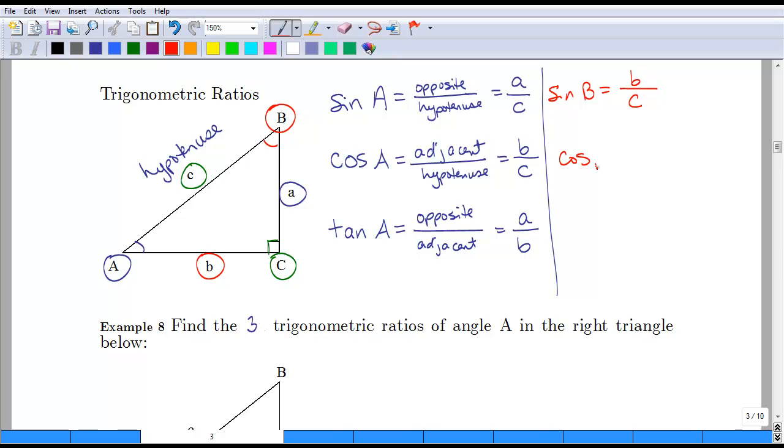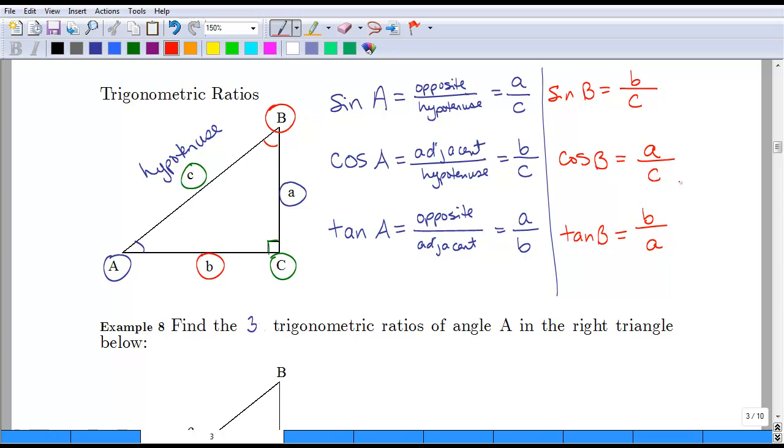For the cosine of angle B, we want to find the adjacent side, which in this case is A, divided by the hypotenuse, C. And the tangent of B is going to be the opposite, B, over the adjacent, A. So you can see here how it's important that we make sure we label which angle we're looking at, because these are different ratios for each angle.